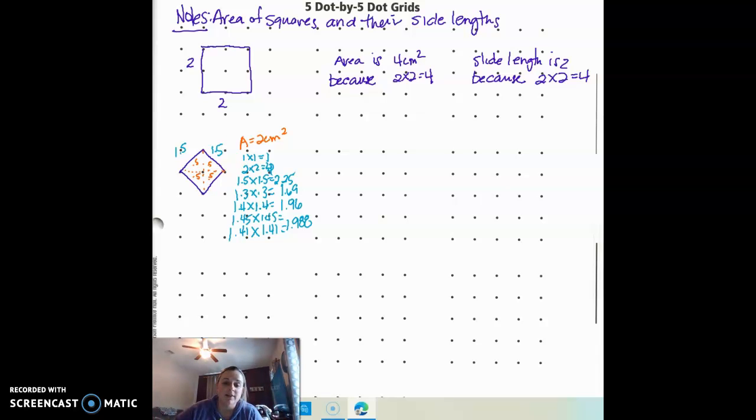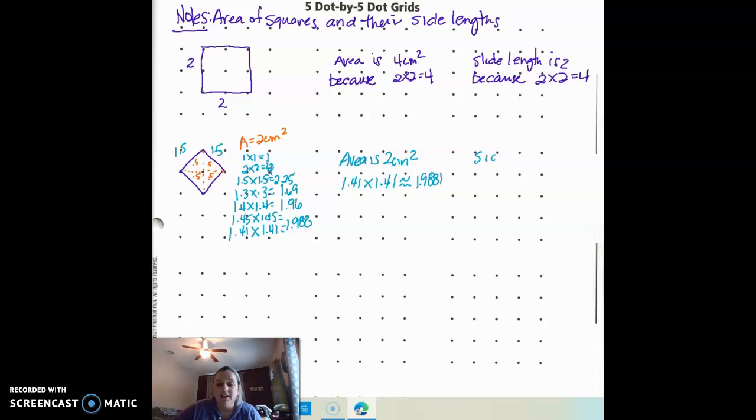Okay, so if I look at this, the area is 2 centimeter squares. And we can see that 1.41 times 1.41 gives me approximately 1.9881, which is pretty darn close. And I'm sure we could probably get closer if we kept going. I'm not going to have us do that.